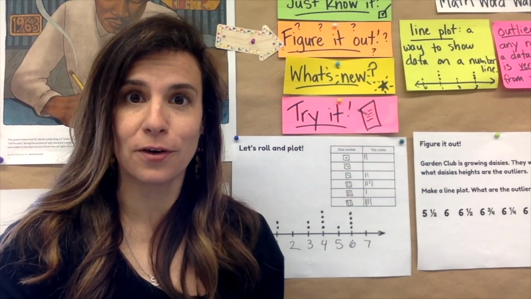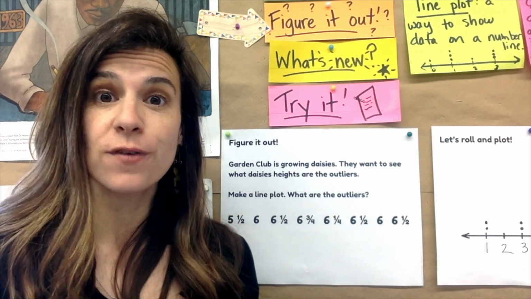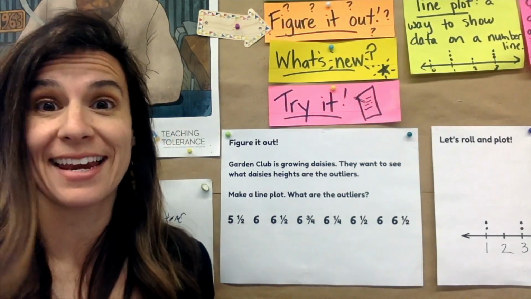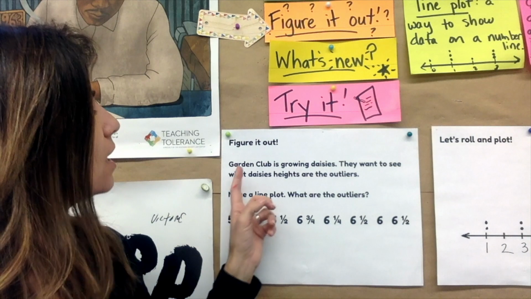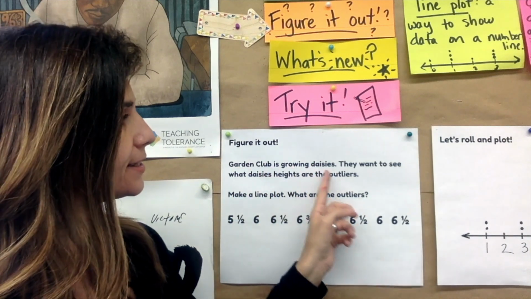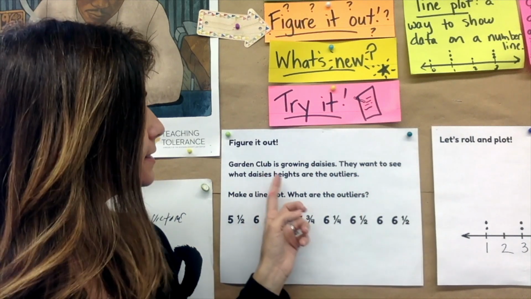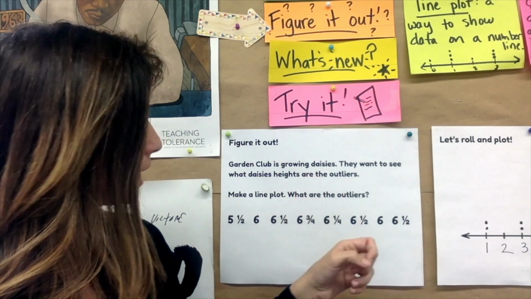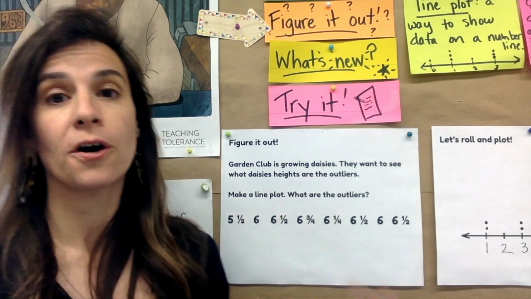Let's move on to a different figure it out. For this figure it out, we're going to be looking at this data that we have here. So let's read what it says. Garden Club is growing daisies. They want to see what daisies' heights are the outliers. Make a line plot. What are the outliers?